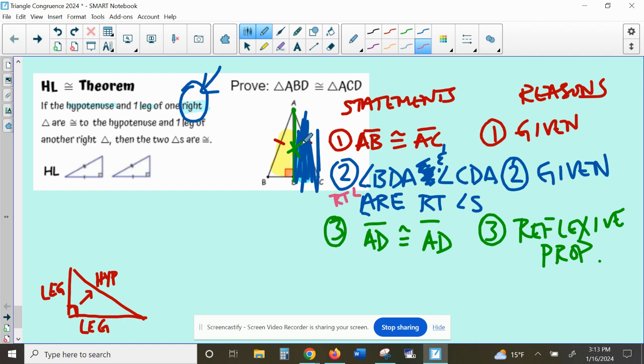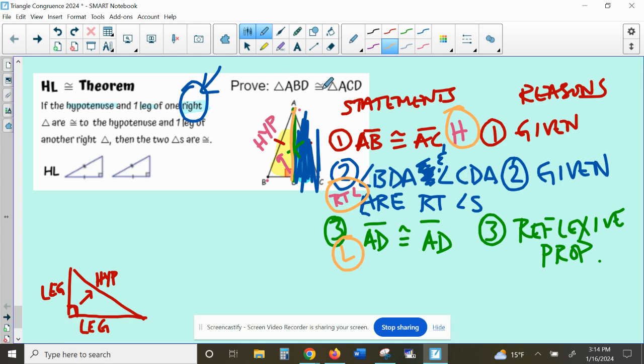Do I have a hypotenuse and a leg? So remember, go across from your right angle. This right here is my hypotenuse, right? So this is my H right here, because that is side A to B. And then do I have a leg or not? If you look, this side right here, this green side going up and down, that is going to be my leg. So I do have my hypotenuse and my leg and my right angle.